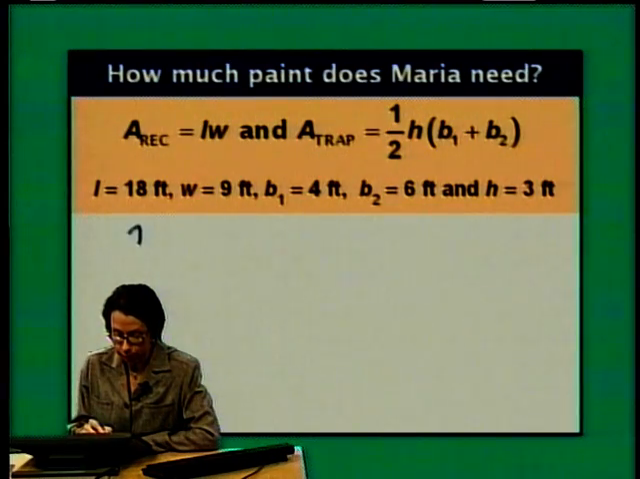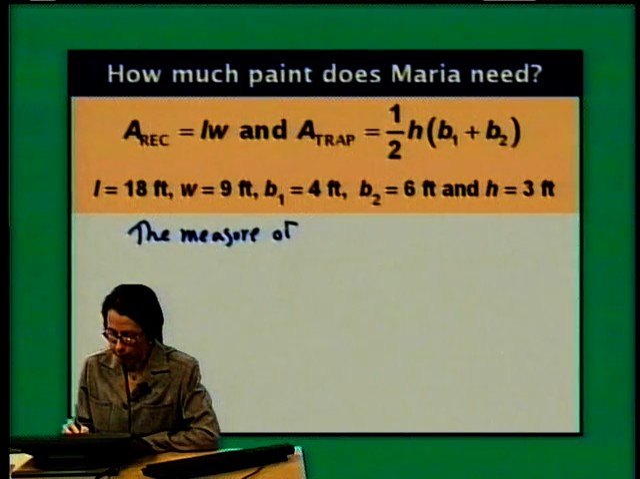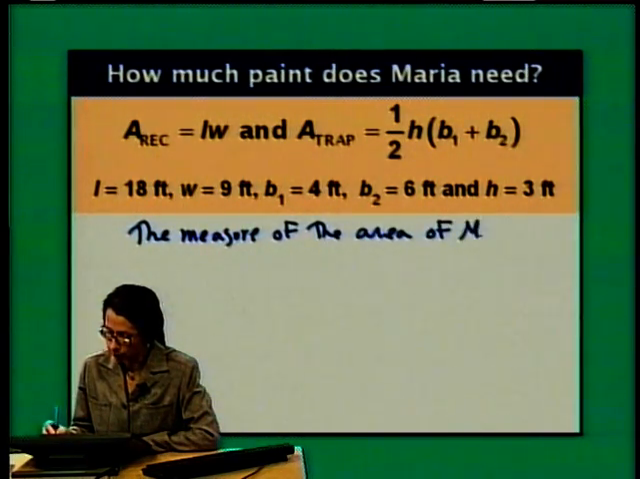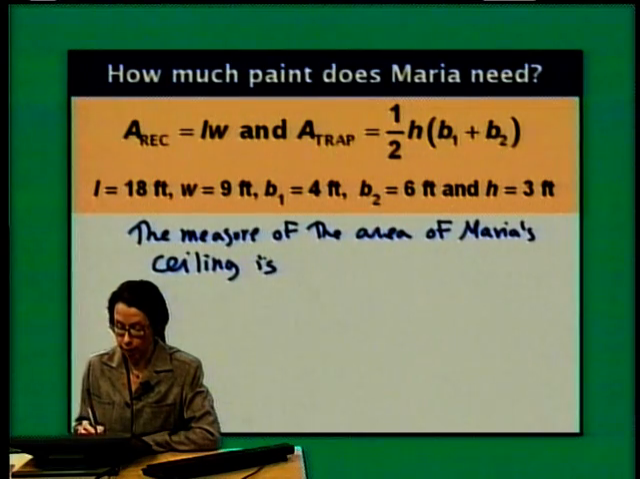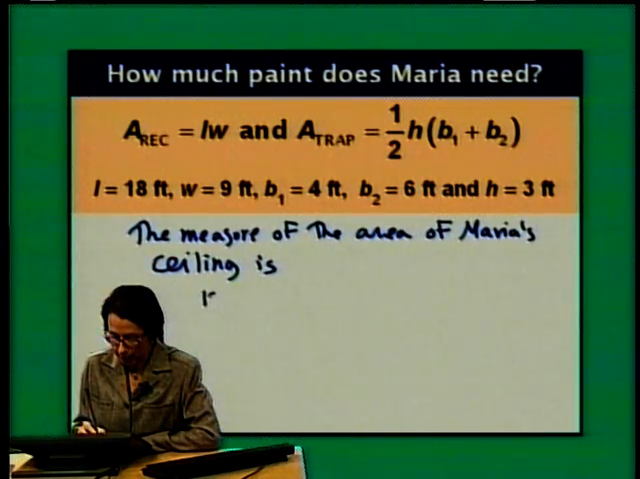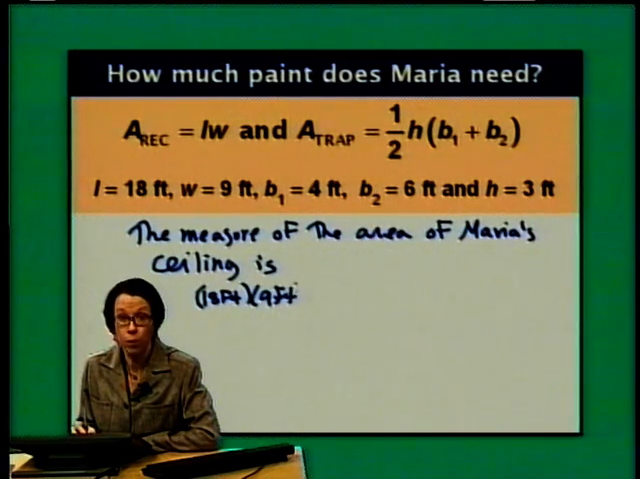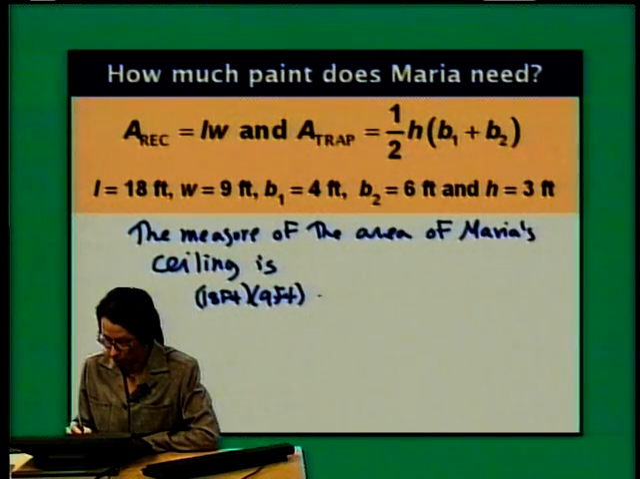So the measure of the area of Maria's ceiling is, and let me perform the calculation. It's going to be 18 feet times 9 feet, that's the area of the rectangular portion of the studio, plus 1/2 the height of the trapezoid times the sum of the bases.